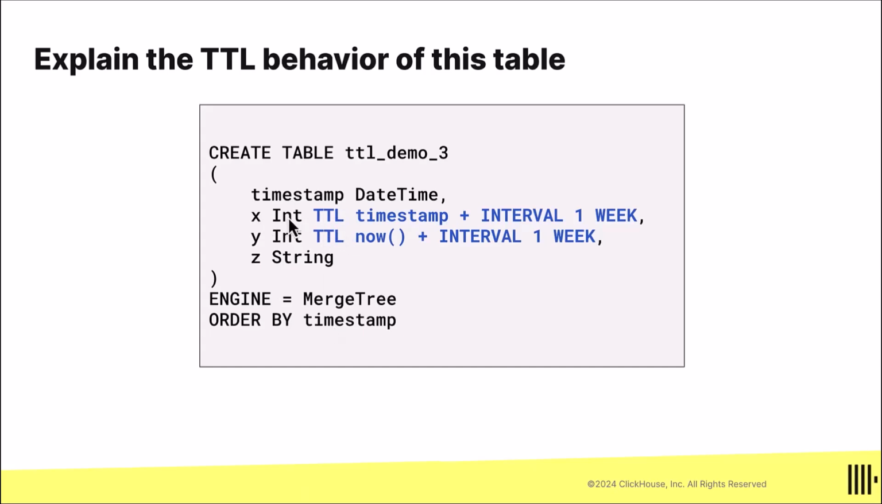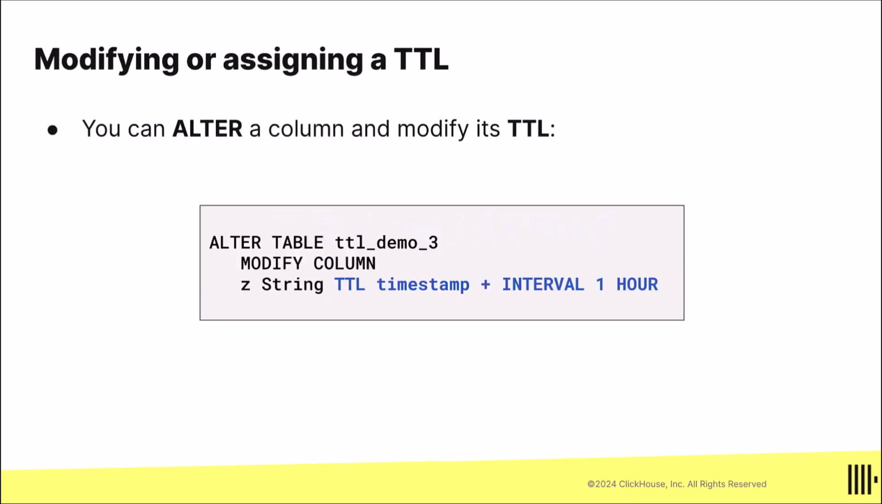It's the same syntax. You just move it up to where the column definition is. So X is going to last for 1 week and Y is going to last for 1 week. I don't know what the difference is between timestamp and now, but whatever you want to define there, all the same logic applies. The TTL rules get applied whenever the merges happen or every 4 hours, which kind of forces a merge, by the way.